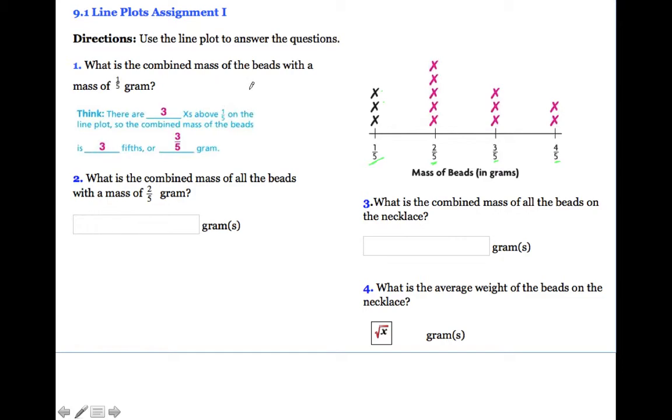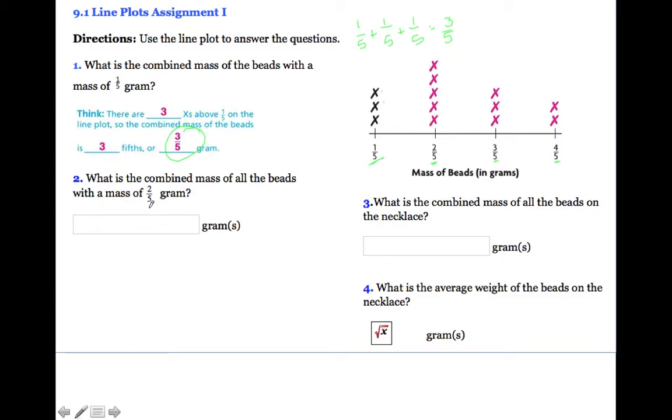So the first question is asking, what is the combined mass of the beads with a mass of 1/5 gram? So how many of them are there? Well, there are 3 at 1/5 gram. So the combined mass is asking me to add them. They all have the same denominator, so I keep my denominator and I add my numerator. 1 plus 1 plus 1, 3. So right here, this one's kind of giving you the answer, that's how they got the 3/5 gram.